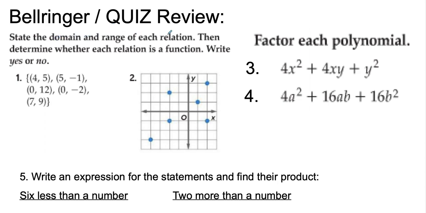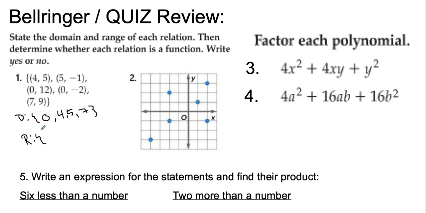So we want to state the domain and range of each relation, or write whether or not it's a function. Okay, write yes or no for if it's a function. So domain is just the x values. Range is simply the y values. And we're just going to write them out from least to greatest. So we're looking at all the x's. We only write each number one time from least to greatest. So the smallest number is a 0, and then we have a 4, a 5, and a 7.